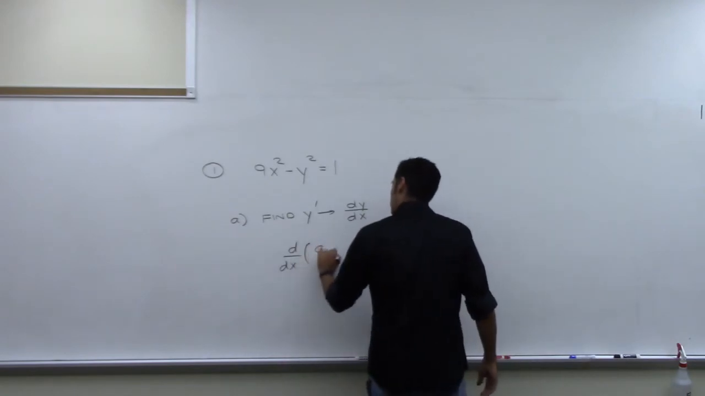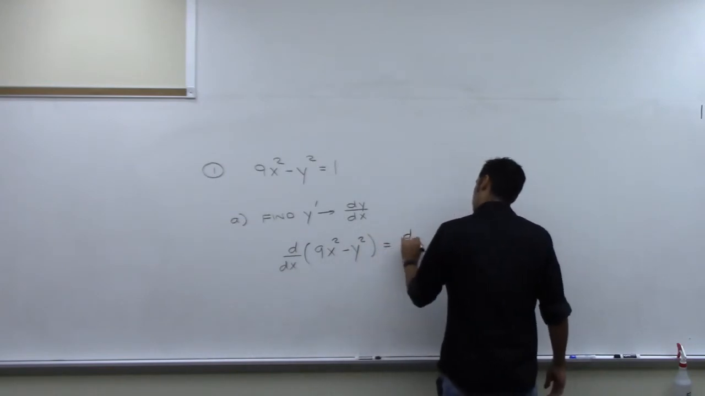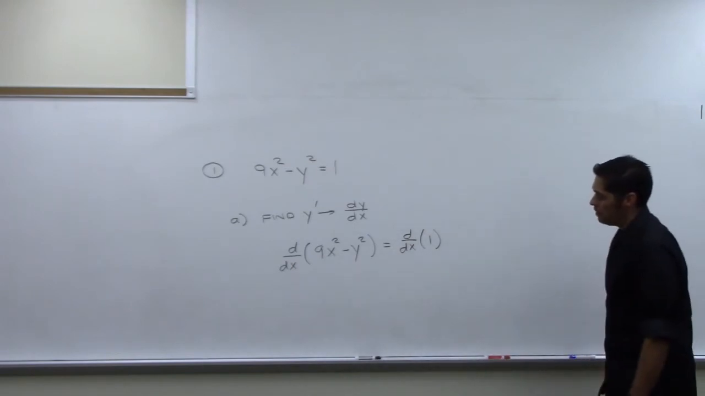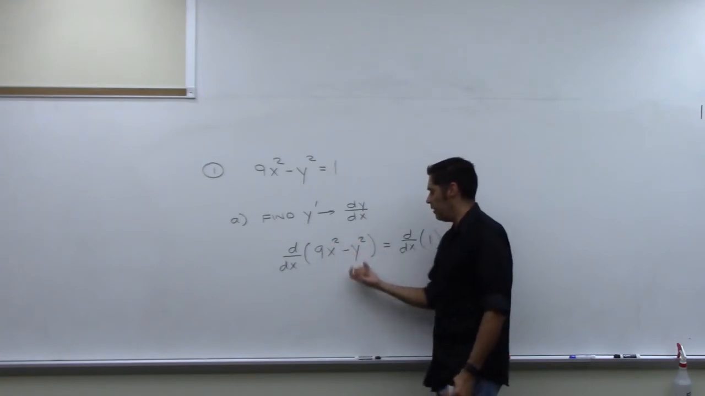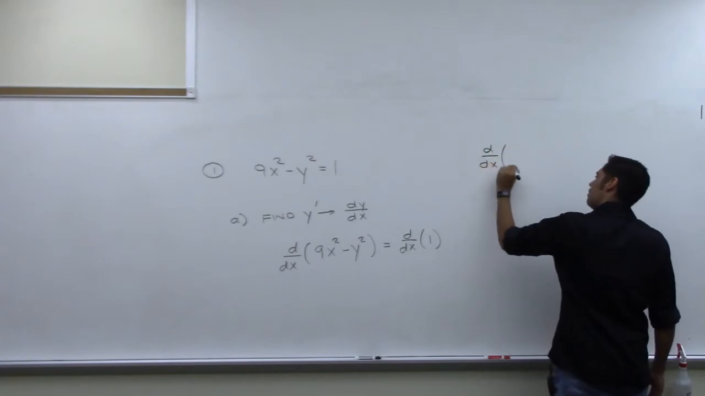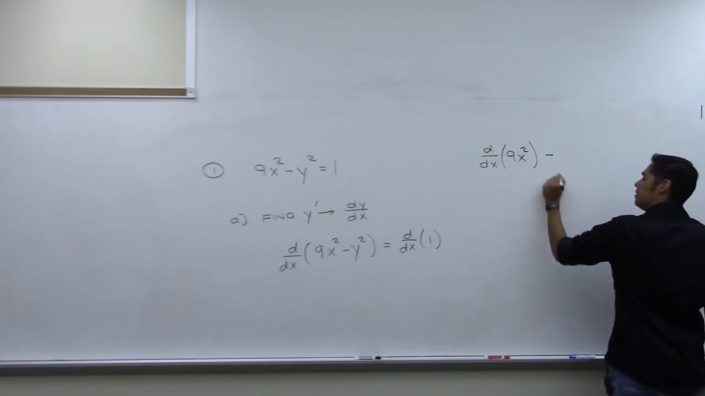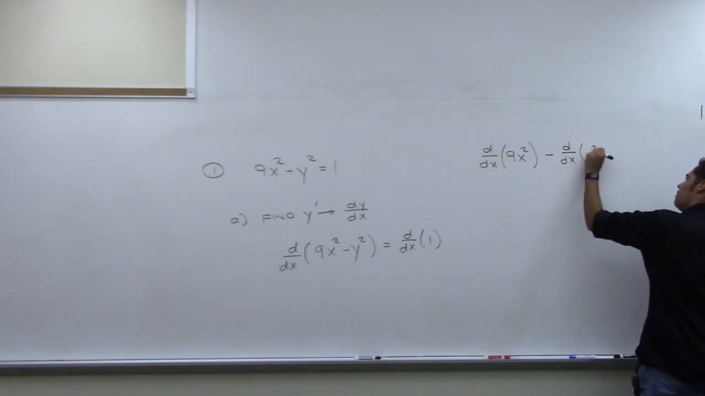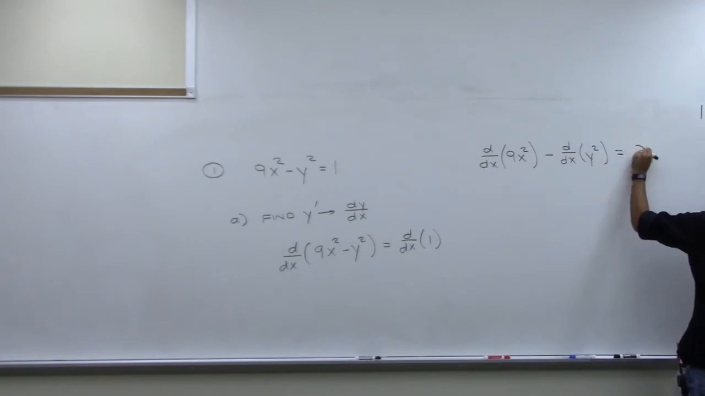So I'm going to take the derivative with respect to x on the left side, and I'm going to take the derivative with respect to x on the right side. Now, the derivative of a difference of two terms, I can just take the derivative of each one. So that becomes the derivative with respect to x of 9x squared, and then minus the derivative with respect to x of y squared. And that must equal the derivative of a constant, and we know the derivative of a constant is 0.